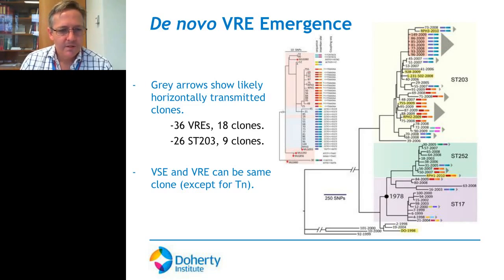And if you tally this up, what we had here was 36 VRE isolates in this population, and it appeared 18 of them were independently generated. And even for this new clone, so this new ST203, which is the one that emerged in the last 2 or 3 years, 9 of them appeared independently generated. And so this is very important for understanding the emergence and dissemination of VRE.